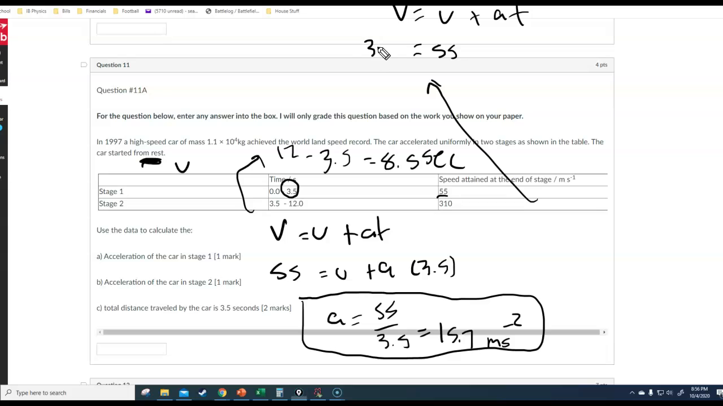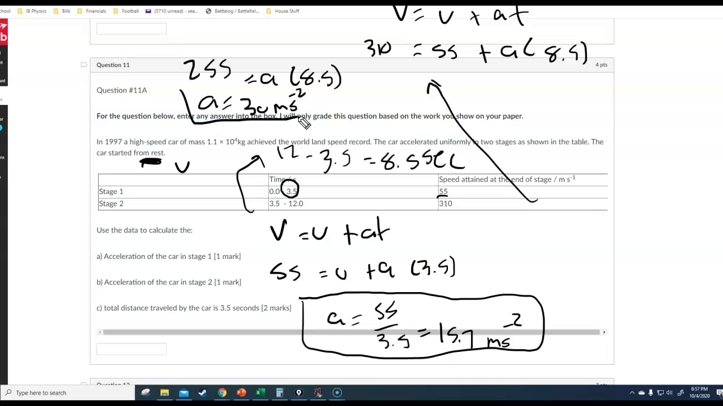The final velocity is 310. And now the time is 8.5 seconds. And so you had to subtract 310 minus 55 is 255 equals A times 8.5, and then divide to get the stage 2 acceleration. Okay, so that should be 30 meters per second squared, and that is for B. So that's question 11. That's only worth 2 points, by the way. I know it says it's a 4-point question, but because I did not grade question C for anybody, the most points you could have got for 11 was 2. Okay, so pause it there if you need to look at that some more.